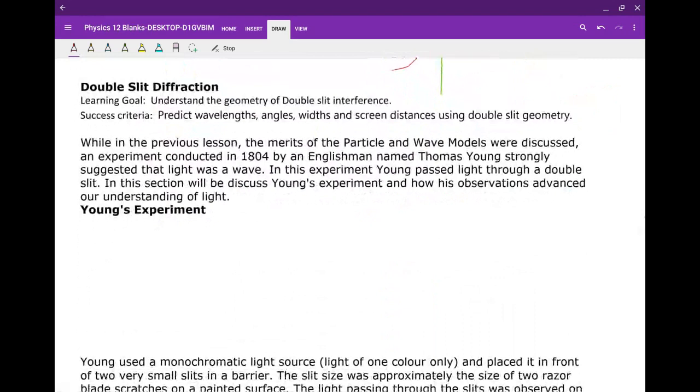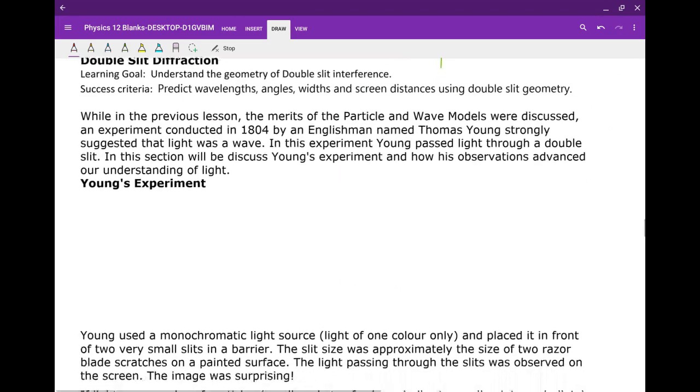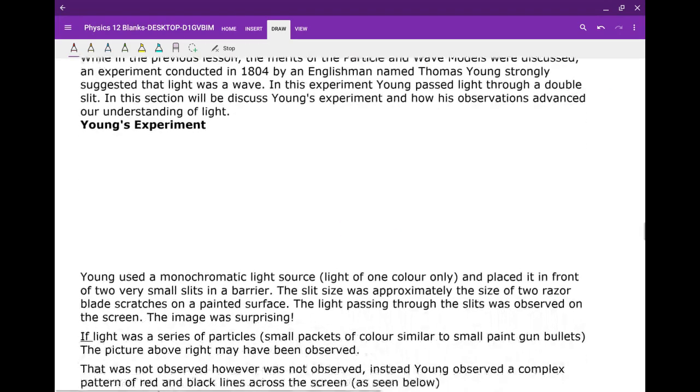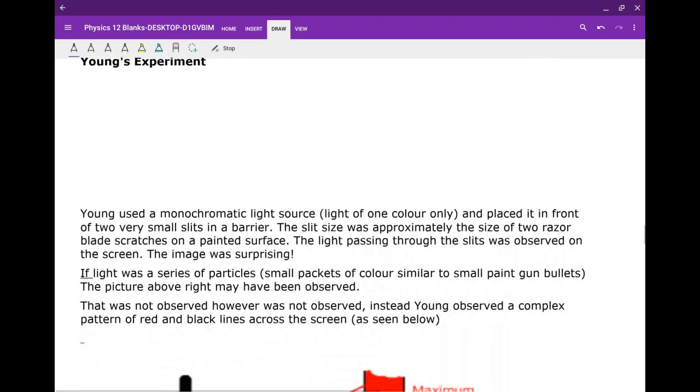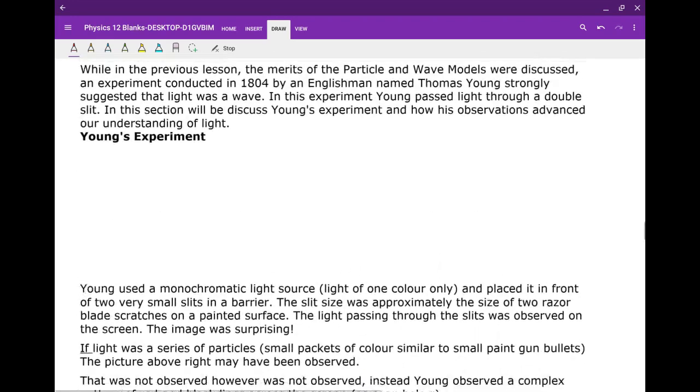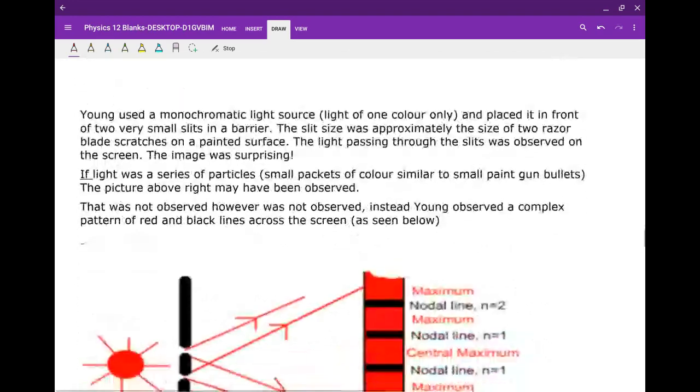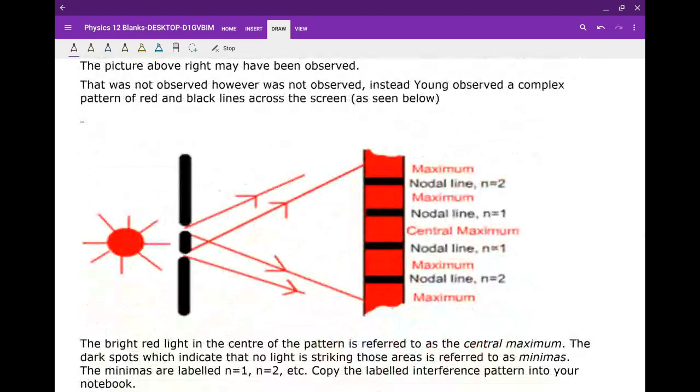This is what this guy, Young, came up with, which is considered one of the most important experiments in physics history. Anyway, you can go ahead and read all this stuff. Basically, here's a little bit more simplified diagram.